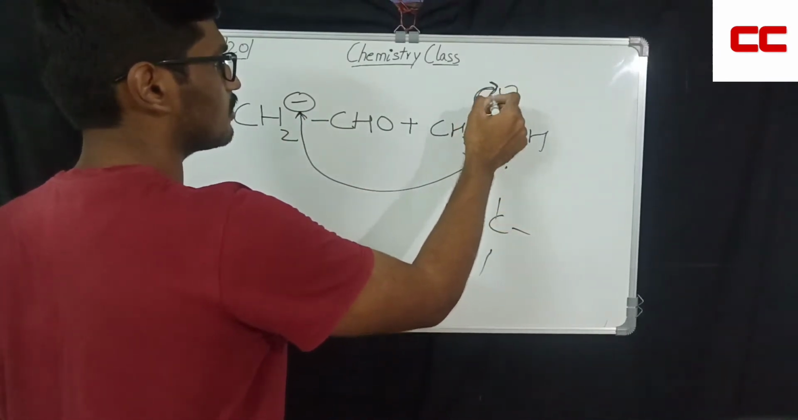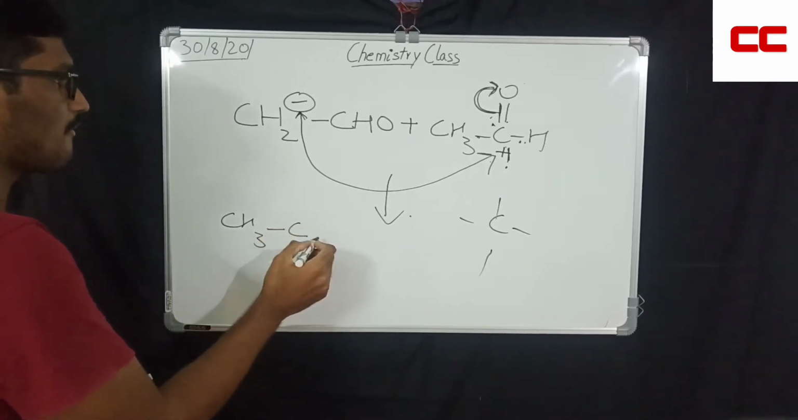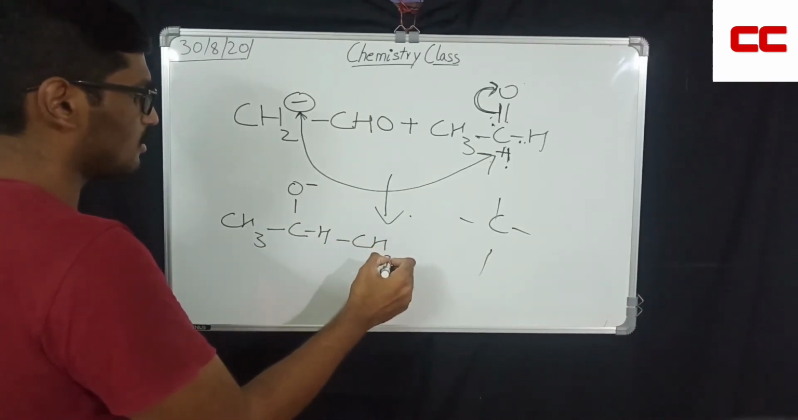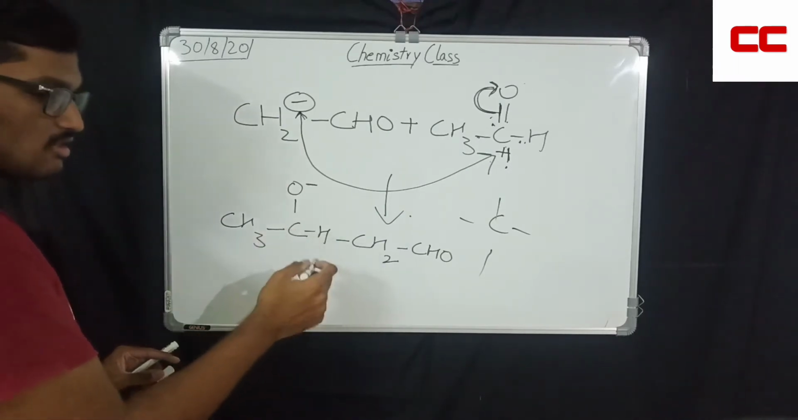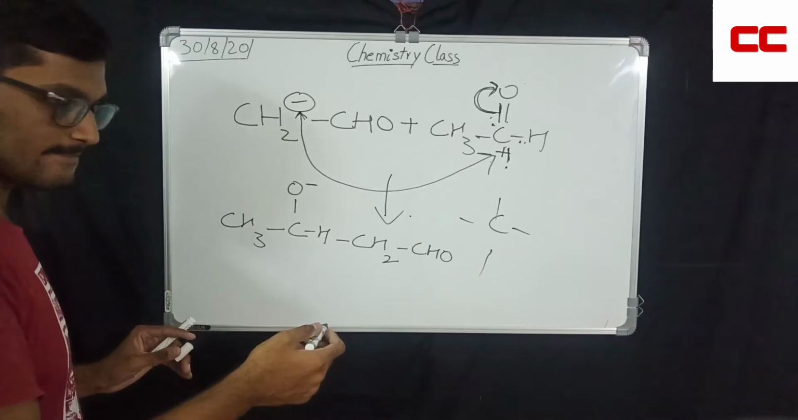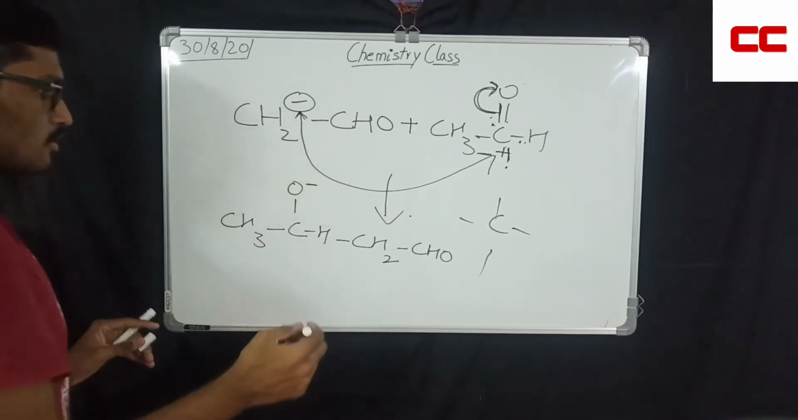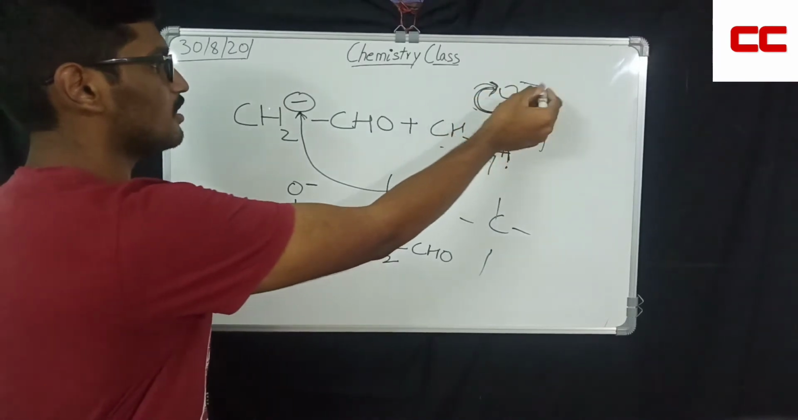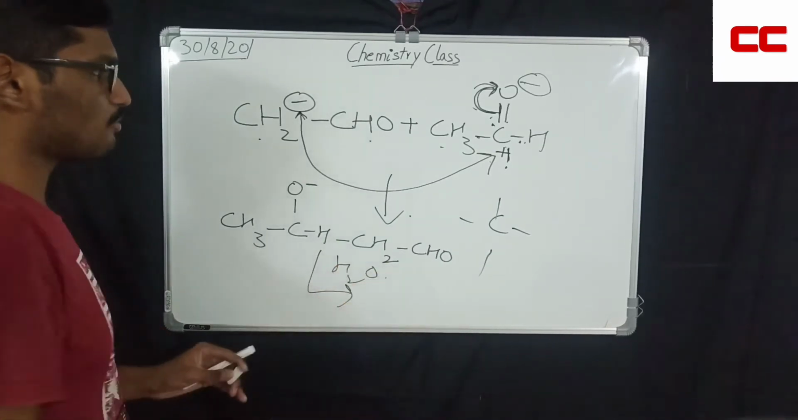So that's why oxygen goes here, and then what happens in the next step you have to see. CH3 CH O minus, coming and attaching to the CH2 CHO, CH3 CO minus H, CH3 C, O minus H, and then CH2 CHO. To this we have to add a water molecule, and what happens if we add a water molecule we will see now.